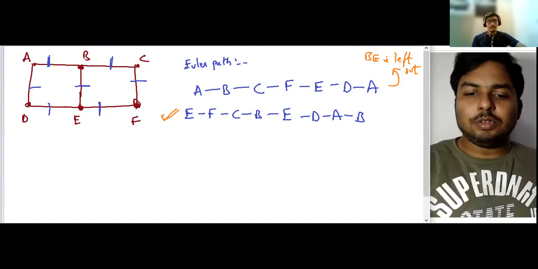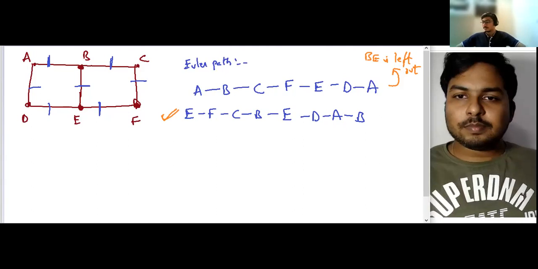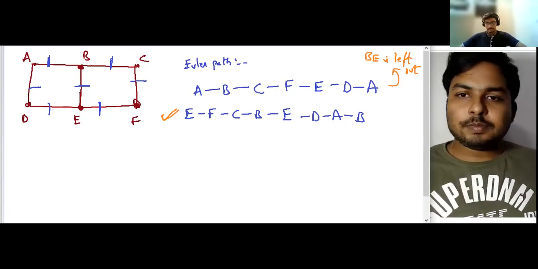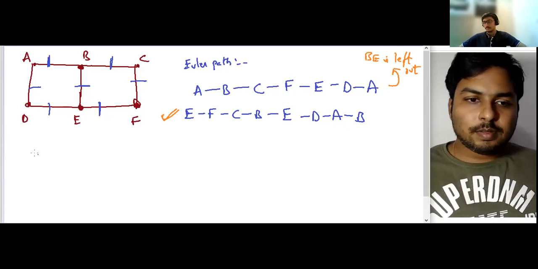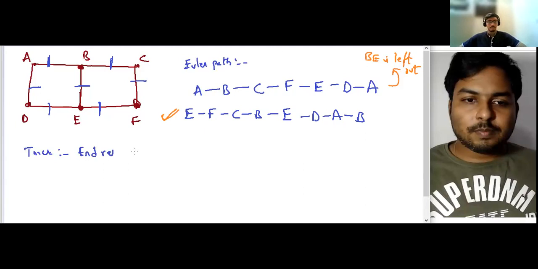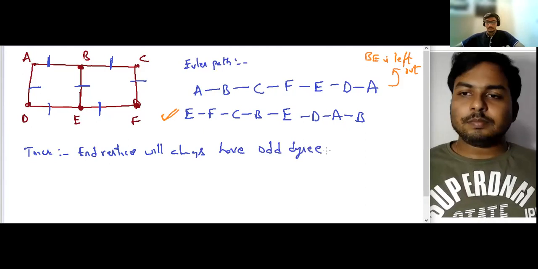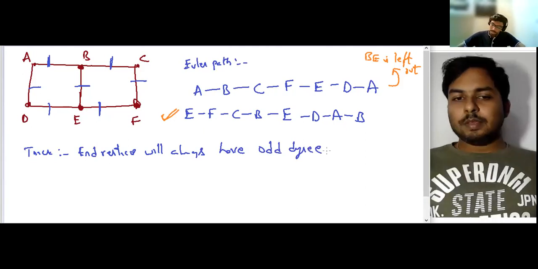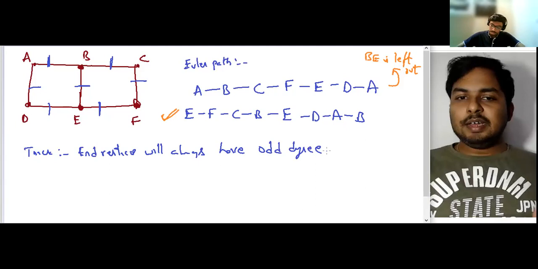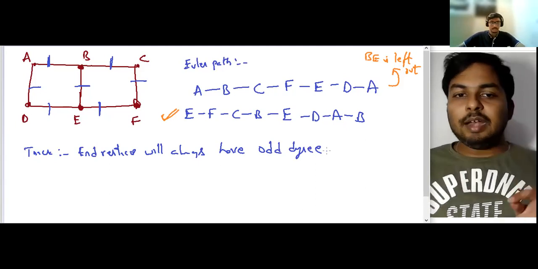So I'll give you a trick here. Note down this trick. The trick is that end vertices will always have odd degree. If the end vertices in a graph have odd degrees, understand that in an Euler path, the end vertices will have odd degree.